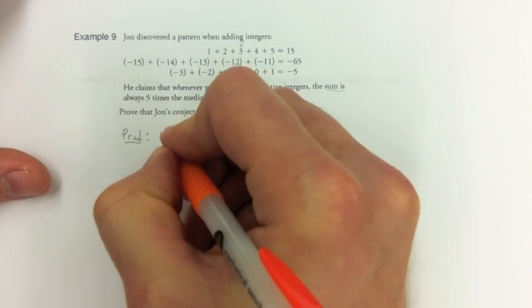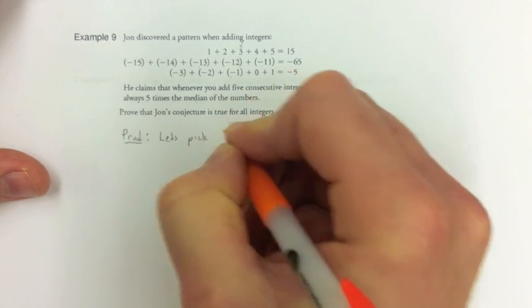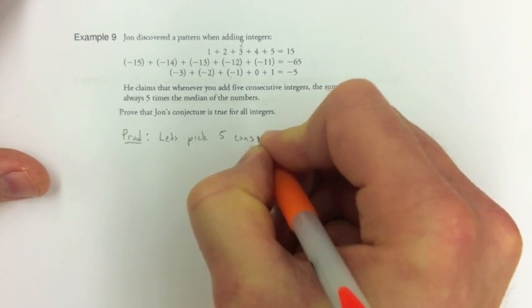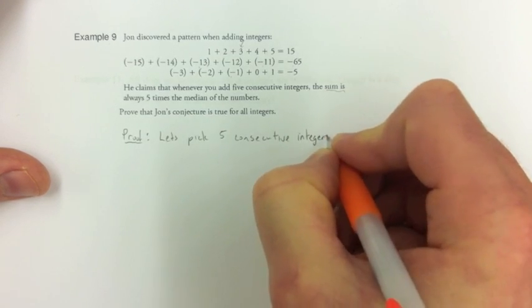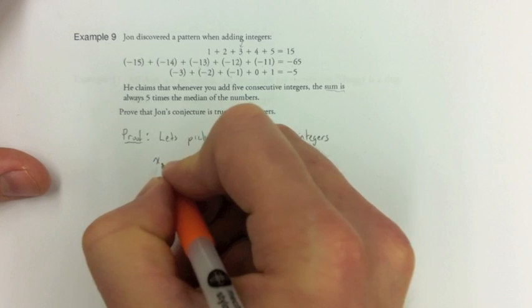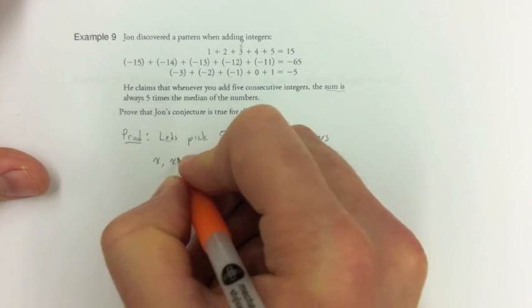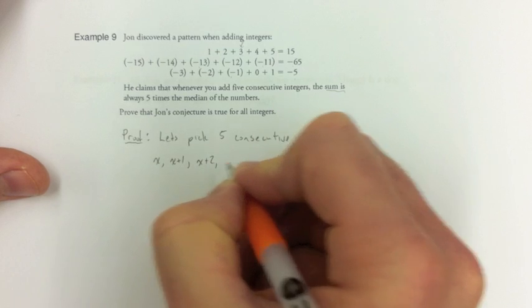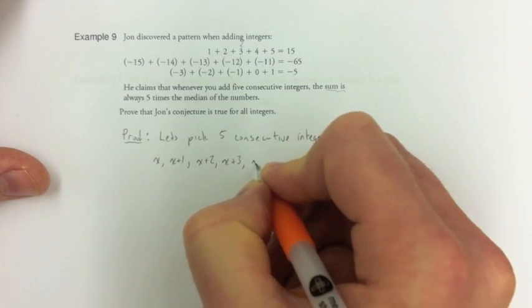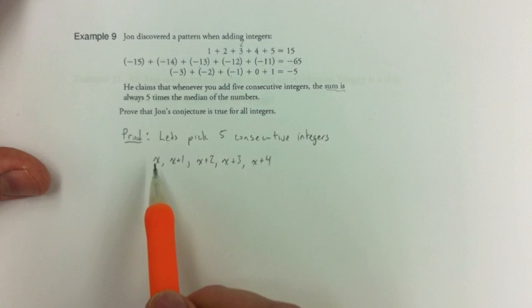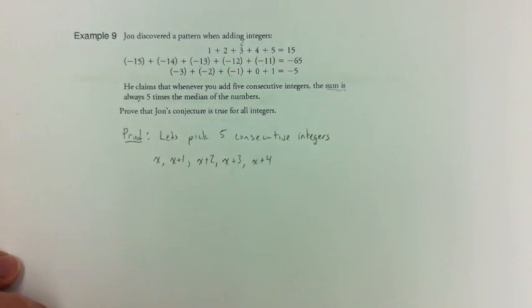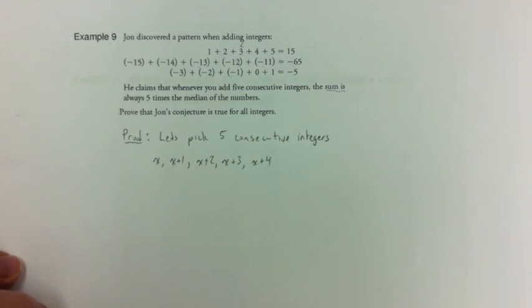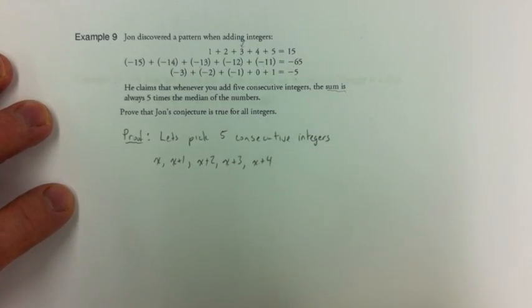Alright, so let's pick 5 consecutive integers, and starting with x, that'll be the first one. The second one, you add 1 to it. The third one, you add 2, then you add 3, and you add 4, and I think that gives us 5. 1, 2, 3, 4, 5. Notice, we've used algebraic expressions to talk about the 5 integers, and that way we can talk about all integers without having to look at specific examples.